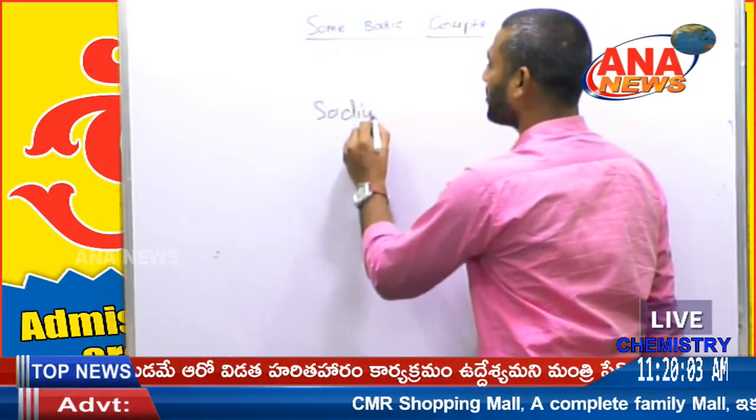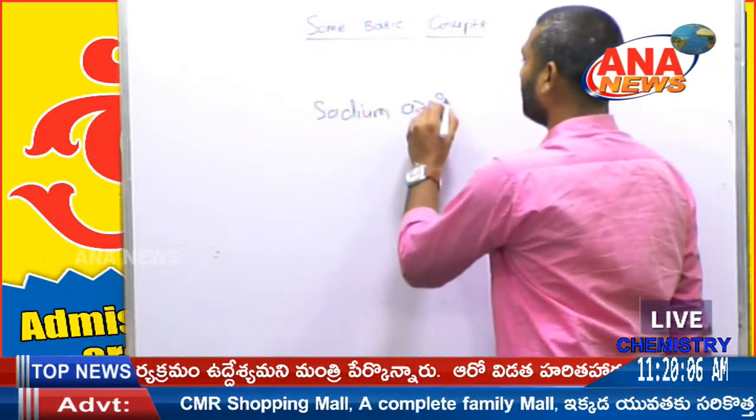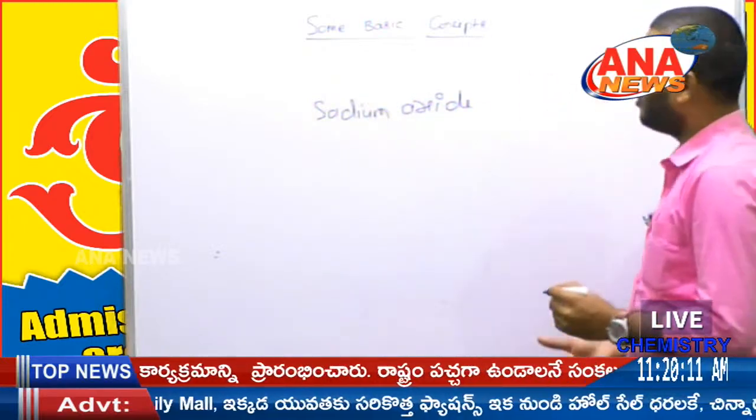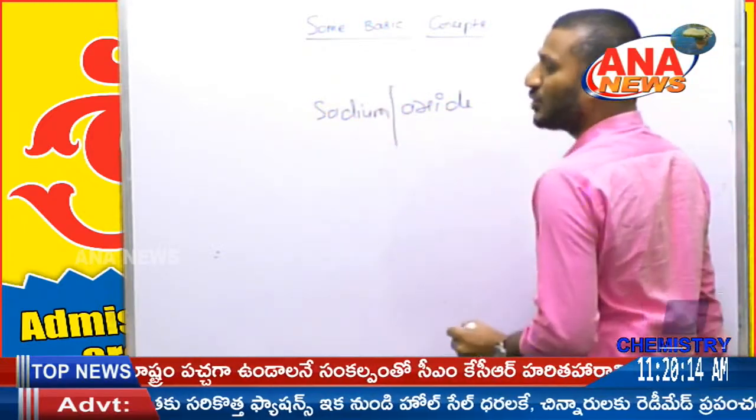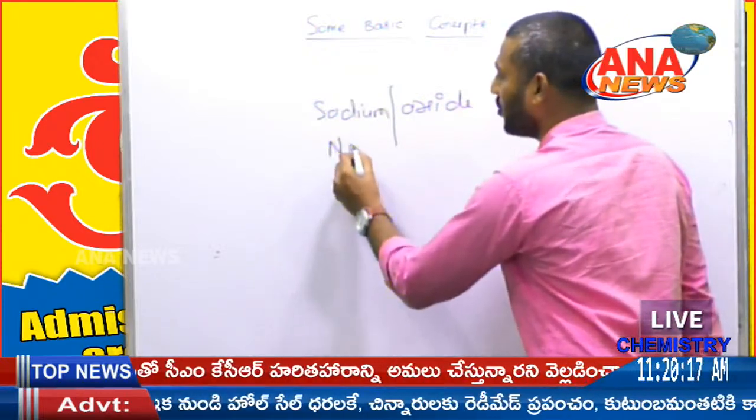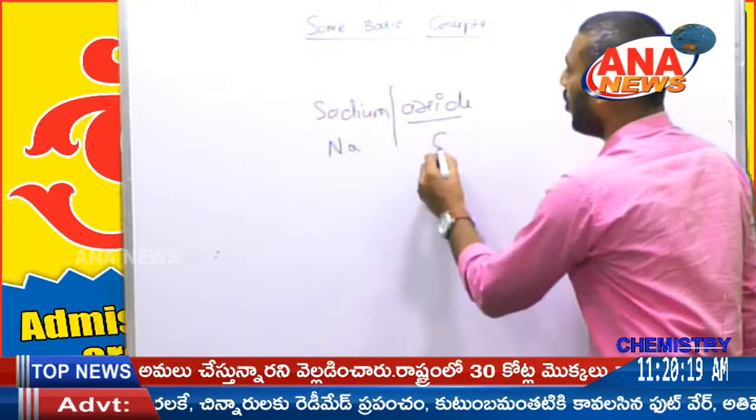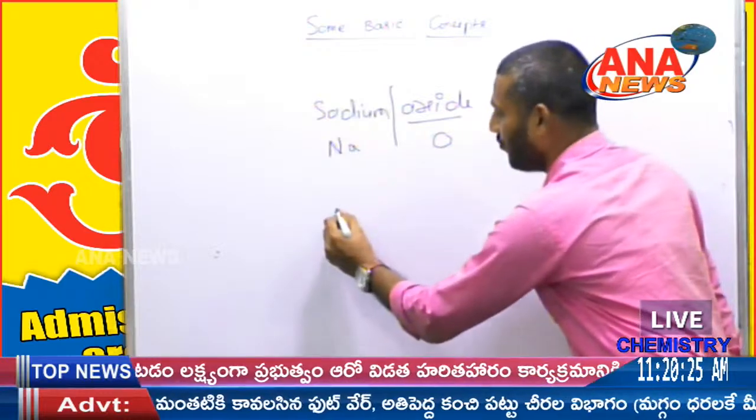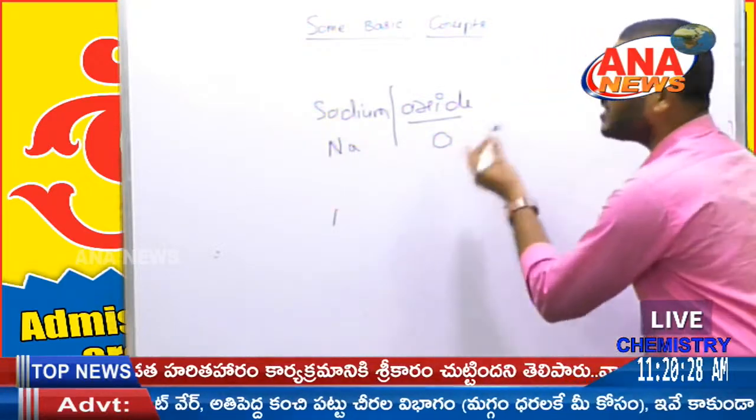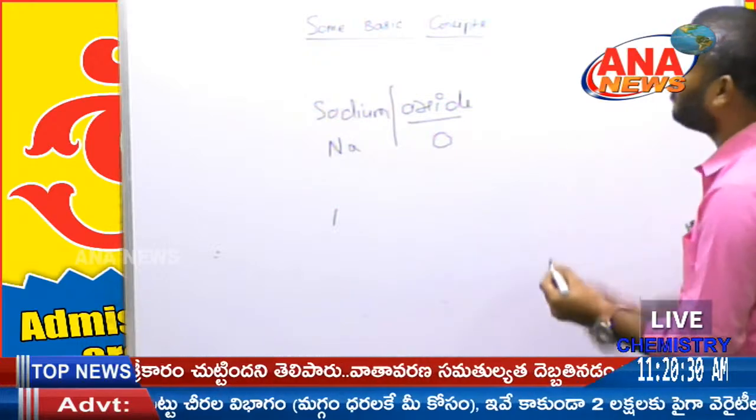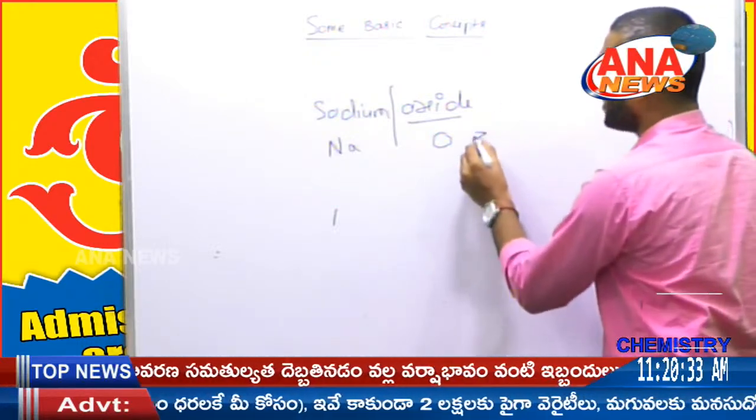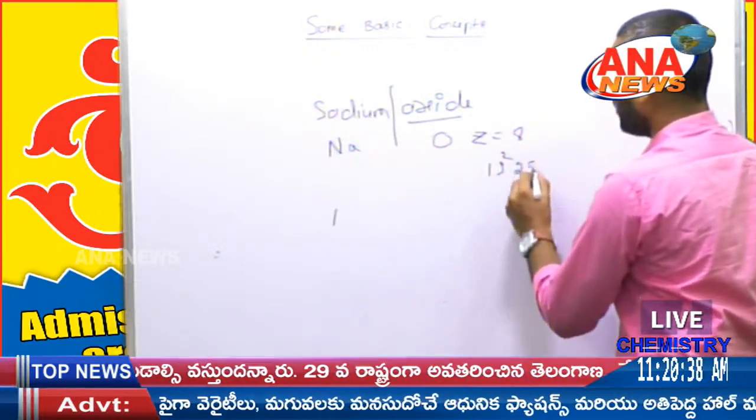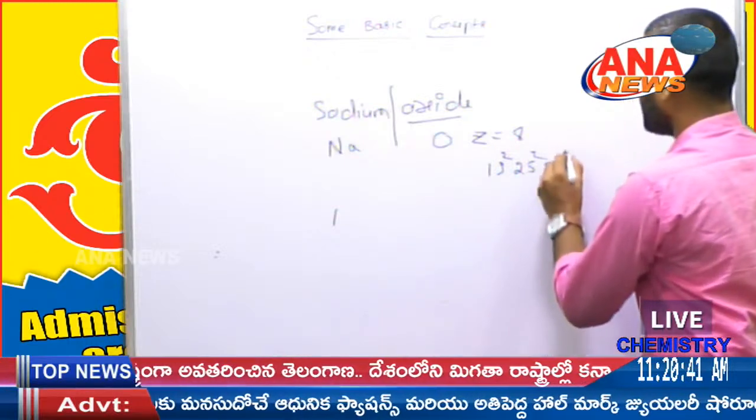We have to write sodium oxide. We don't know how to write the sodium oxide equation, but we have to split it like this. Sodium, we know the symbol is Na, and oxide is O. We don't know the valency of oxygen. How to find it? We go to the atomic number. Z is 8. The configuration is 1s2, 2s2, next 2p4.